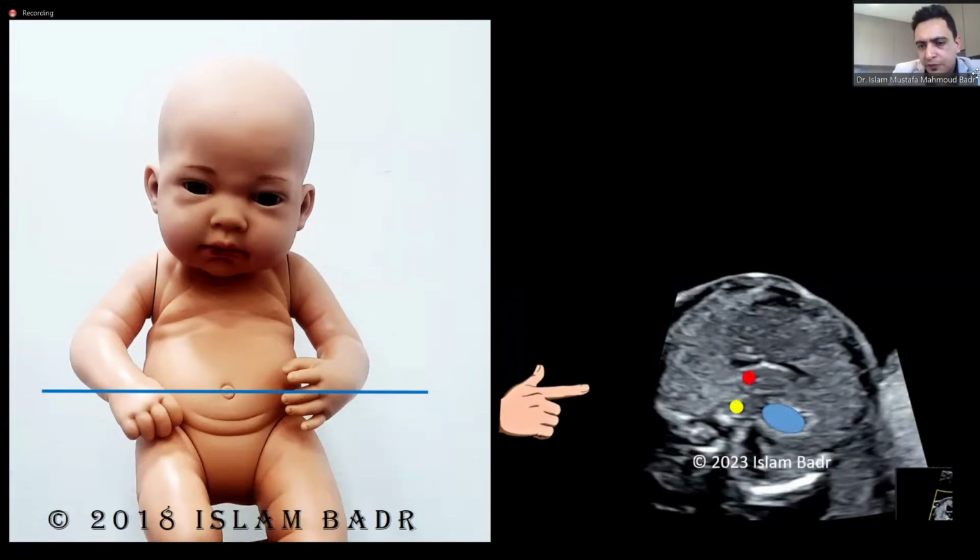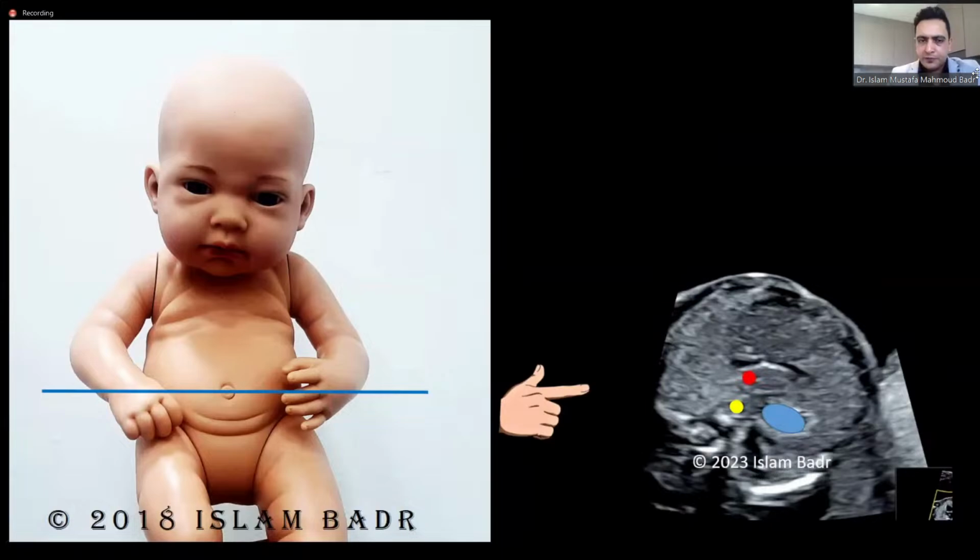You just need to go to the fetal abdomen to make sure that the fetal stomach in blue color and the aorta in the yellow color is located to the left side of the baby, and that the liver and the inferior vena cava, I've labeled it in red color, is present toward the right side of the fetus.